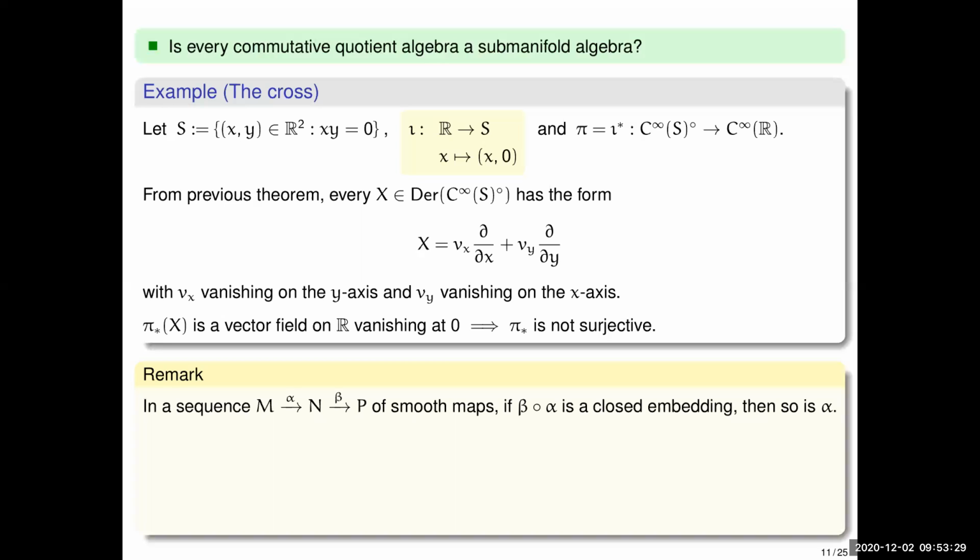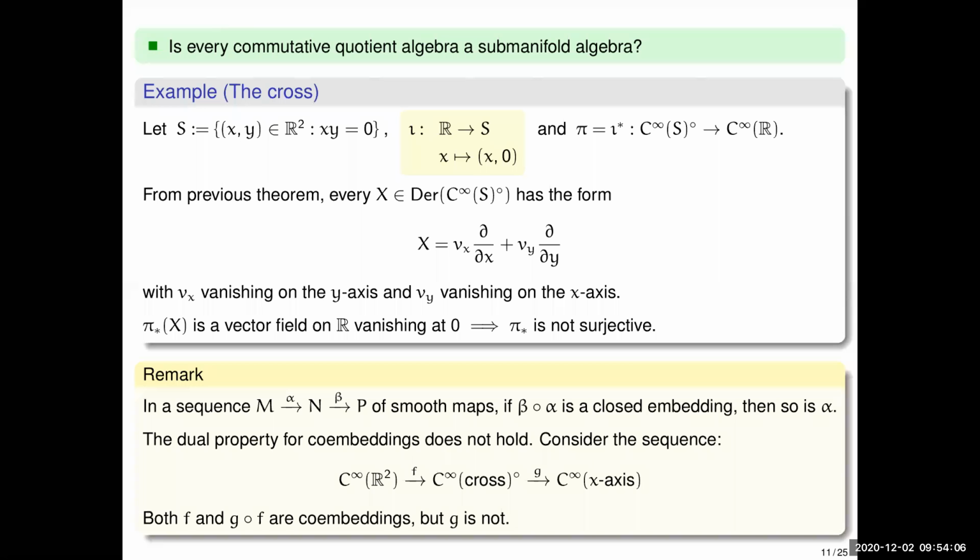Okay, this example also allows me to give a remark about categorical properties of co-embeddings. So suppose, let's start from the commutative case. Suppose you have two smooth maps alpha and beta between manifolds. Let's say you have three manifolds, M, N and P, and two maps alpha and beta that you can compose. Now it is known that if the composition is a closed embedding, this implies that alpha is an embedding. So this is quite a strong property of embeddings. The analogous property for co-embeddings, the dual property, is not true. What is the dual property? I give you immediately the counterexample.